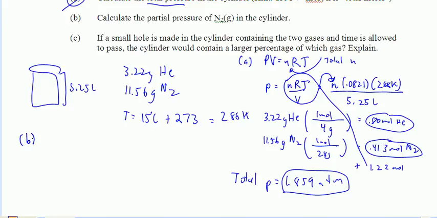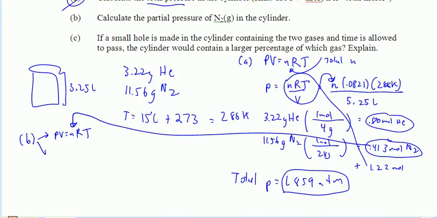Calculate the partial pressure of N2. Again, there is one way to do it: we could use PV equals nRT and just use the moles of N2 to get it that way. Or we could do the pressure of N2 is going to be equal to the pressure total multiplied by the mole fraction for N2. And I'm going to do it that way.